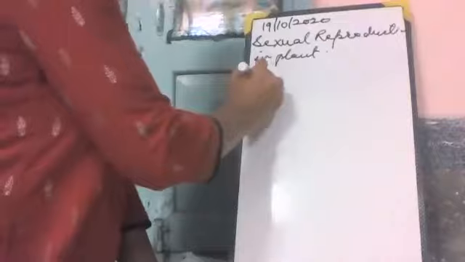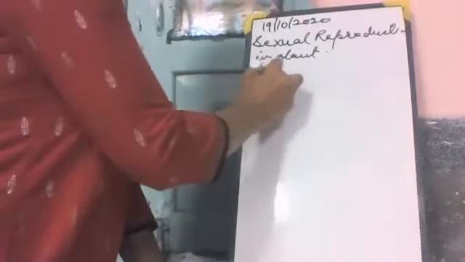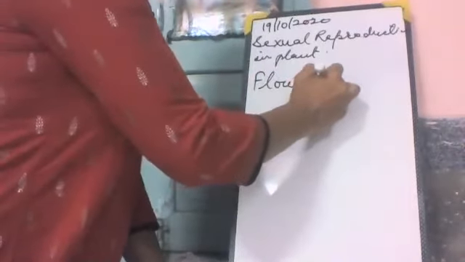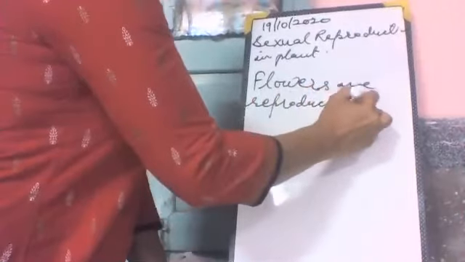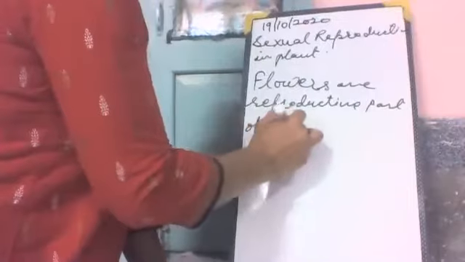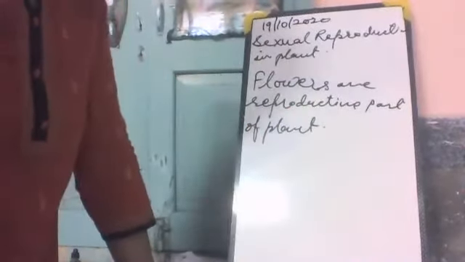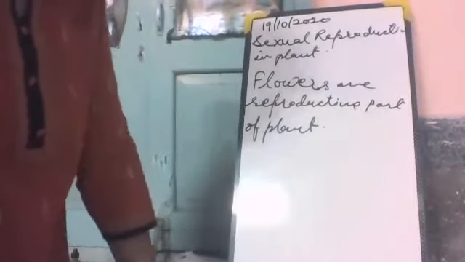See, most of the plants we see around bear flowers. We see flowers in a plant, and these flowers are the reproductive part of the plant. Flowers are the reproductive part of the plant. These flowers are borne on the shoot and serve as the reproductive part of the plant.